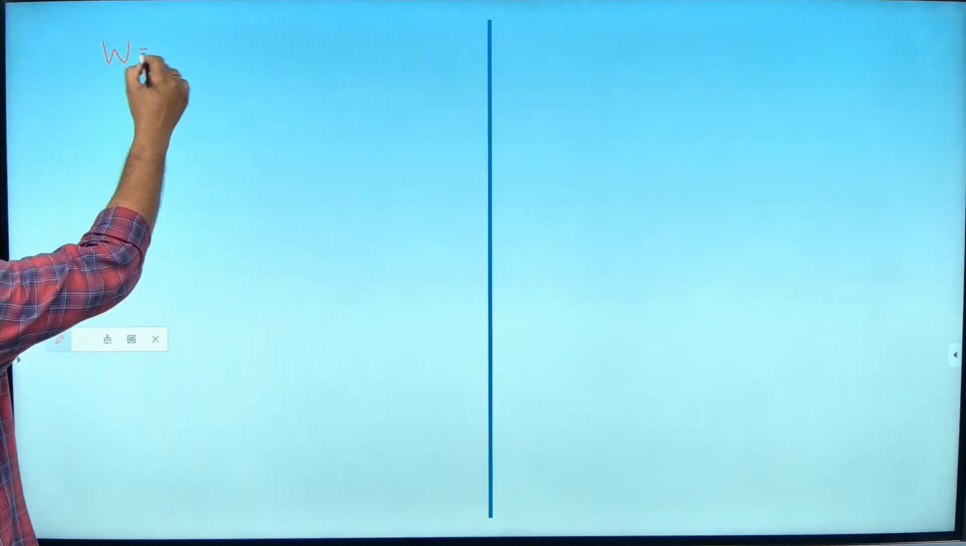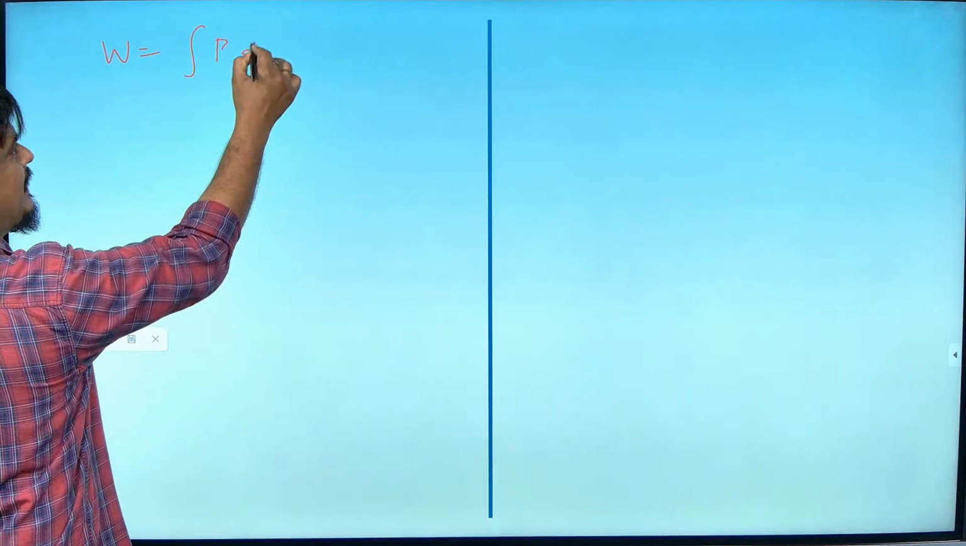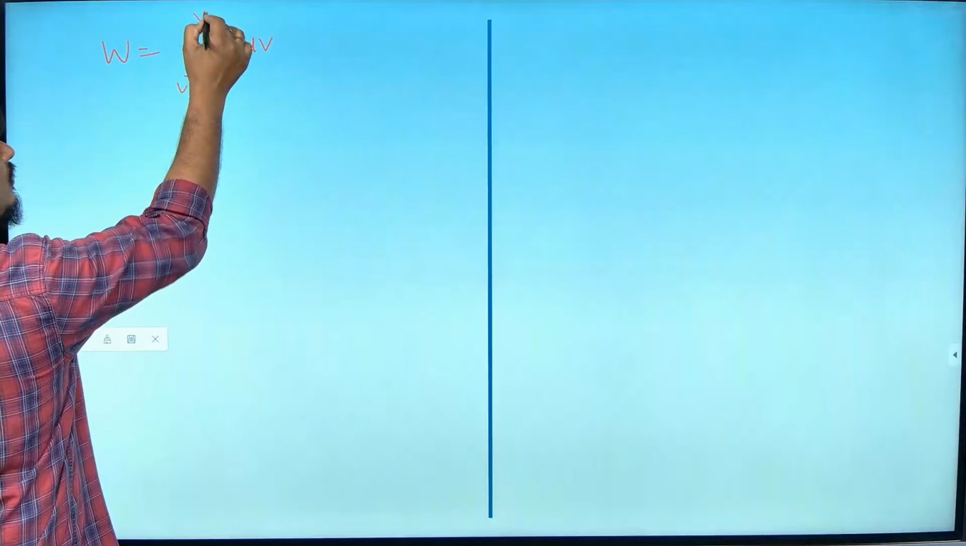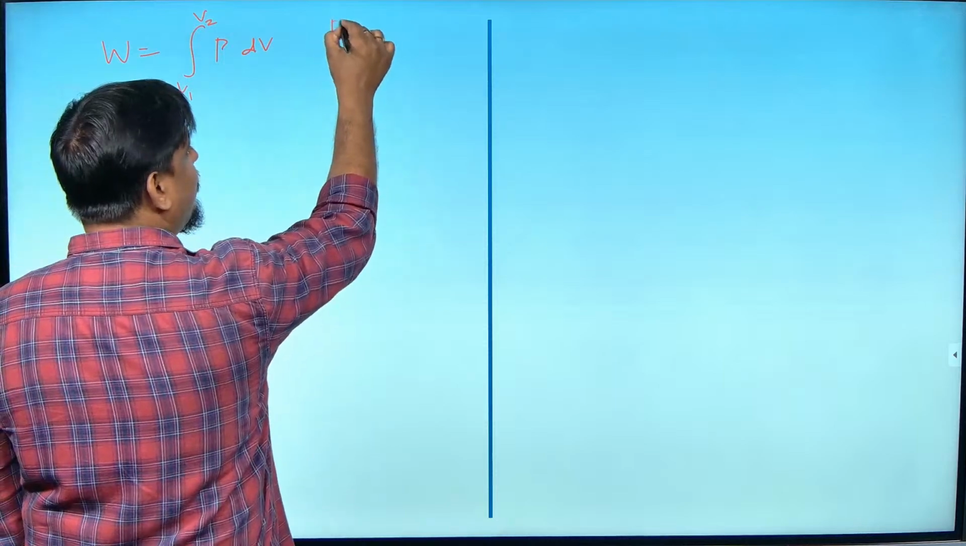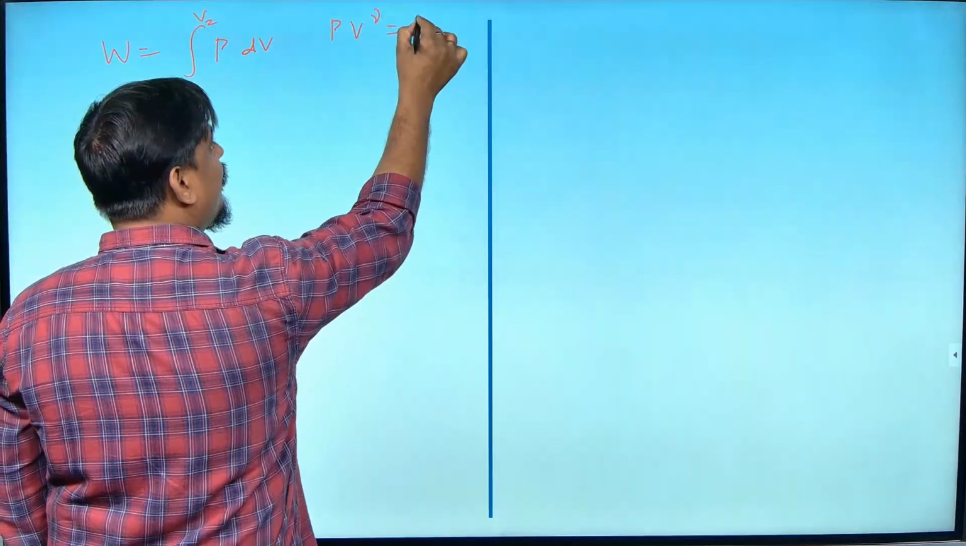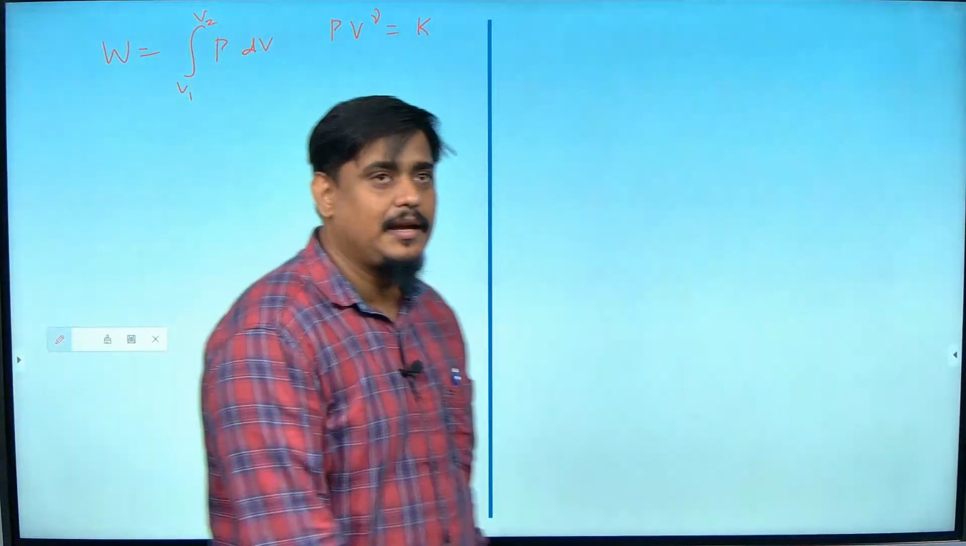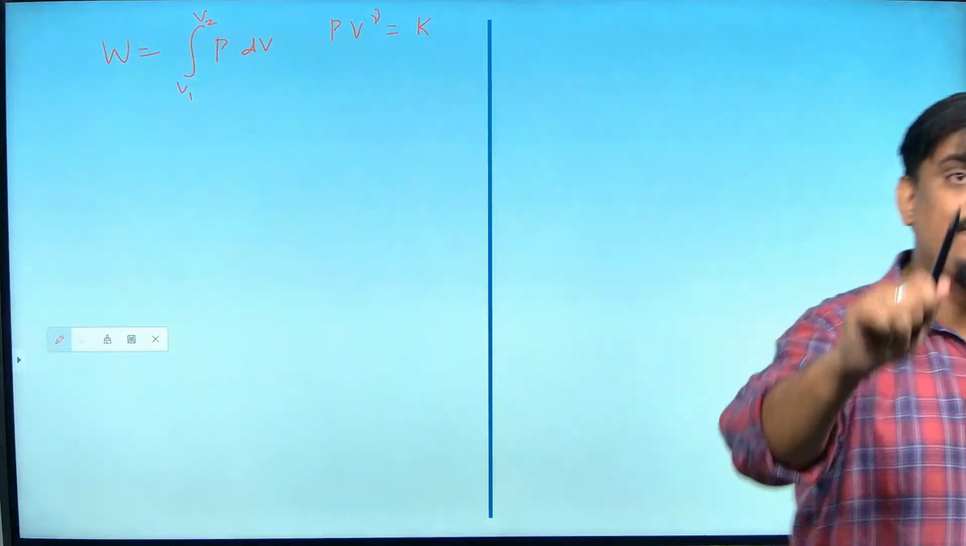So I am going to do the derivation. In the previous derivation, we know how to find the work done. Work done is equal to the integration of P dV from V1 to V2. This we know very well. But here I cannot write PV is equal to nRT, because that is only for an ideal gas. Here you should write PV power gamma is a constant. Can I write like this? I will give you time for writing.